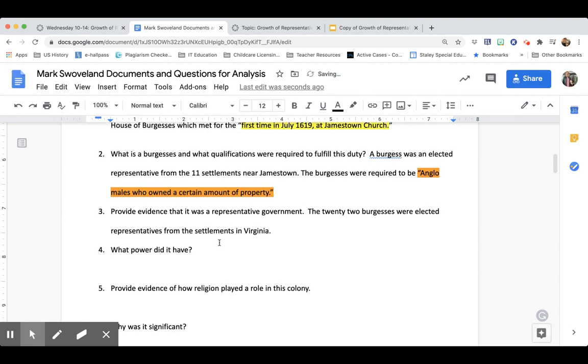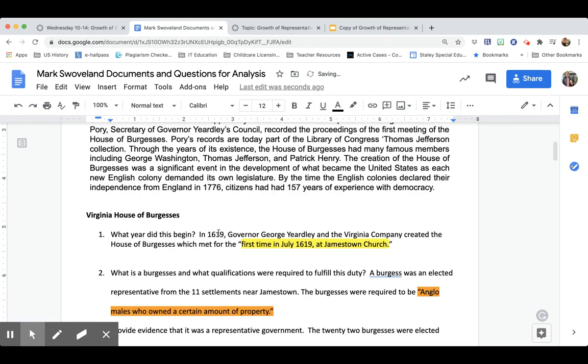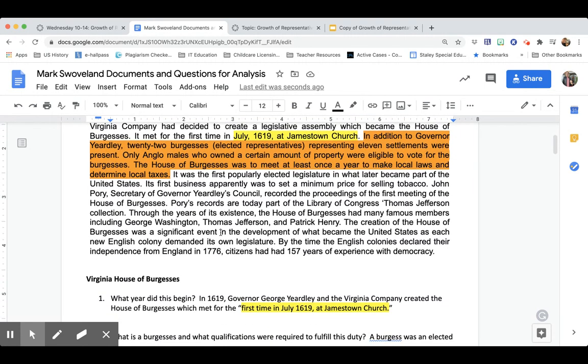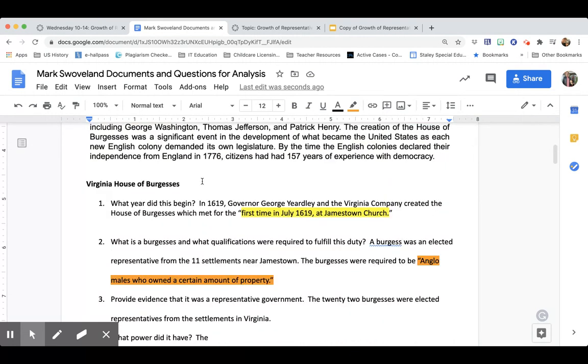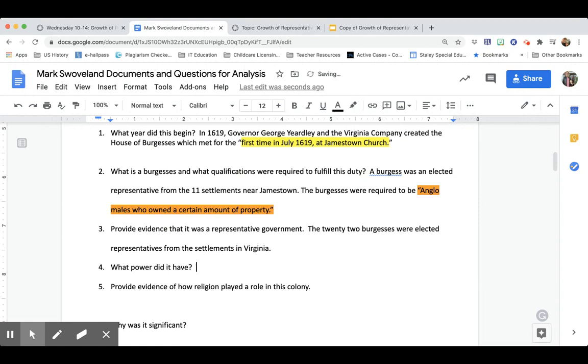And it's going to ask us, what power did it have? So we can go back and look at this again. So it says, the House of Burgesses was to meet at least once a year to make local laws and determine taxes. So we can go ahead and just put this whole thing in there as our quote, right? Because this is like our exact answer. So I'm just going to insert an entire quote in here. And if you guys haven't done this before, you can hit Control C and Control V.